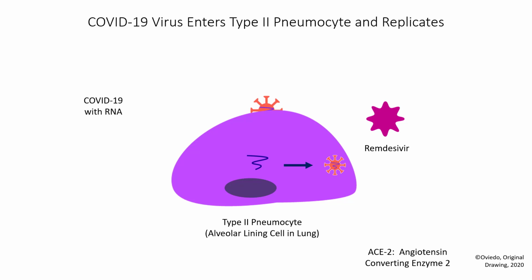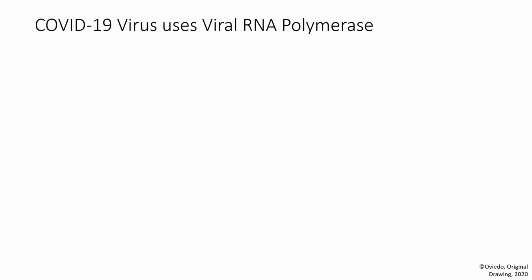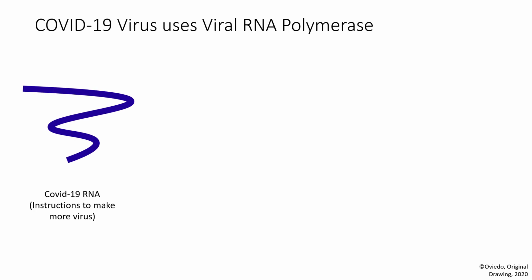This here represents the remdesivir. The remdesivir can block the viral RNA from producing more viral RNA. Before we discuss the mechanism in more detail, I want to show how the virus uses viral RNA polymerase to make more viral RNA. Here I've shown the COVID-19 RNA. This contains instructions to make more virus.